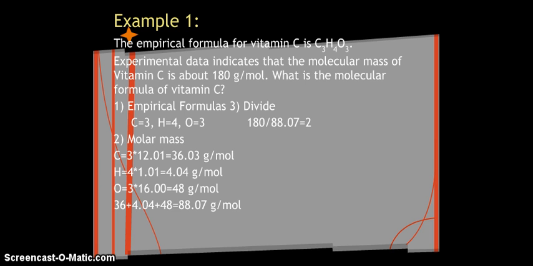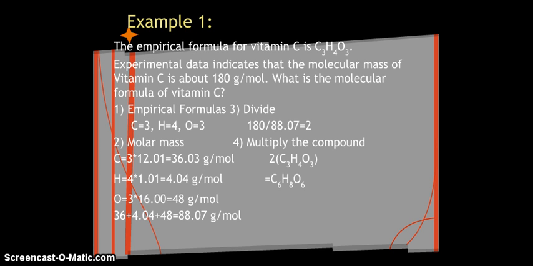Then we have to use divide. We have to use 180 divided by 88.07, and it will give us 2. Then we have to multiply the compound. So we use 2 times C3H4O3, and it will give us C6H8O6, and that was the final answer.